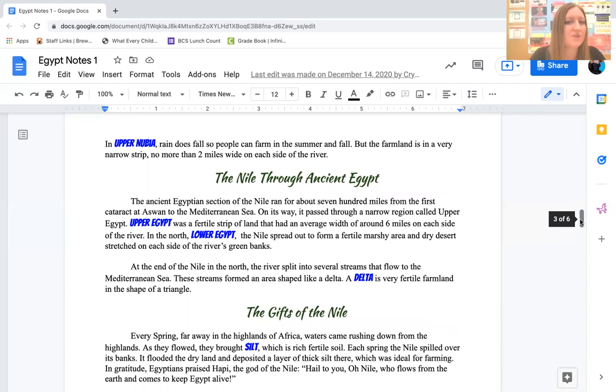Upper Egypt was a fertile strip of land that had an average width of around 6 miles on either side of the river. So we're talking more farmable land than in Lower Nubia, but still, 6 miles is not a lot. In the north, Lower Egypt, the Nile spread out to form a fertile marshy area, and dry desert stretched on either side of the river's green banks.